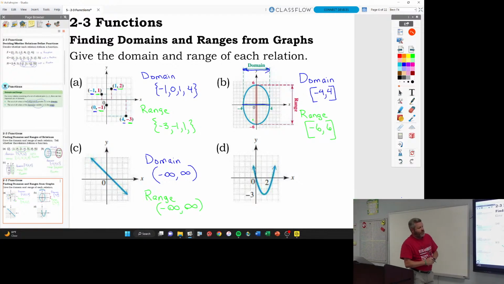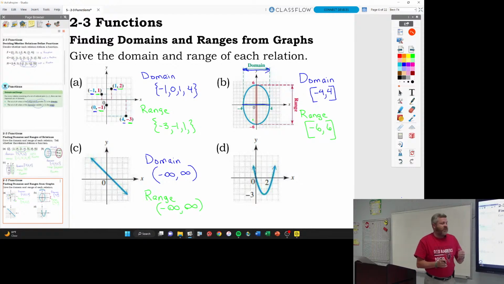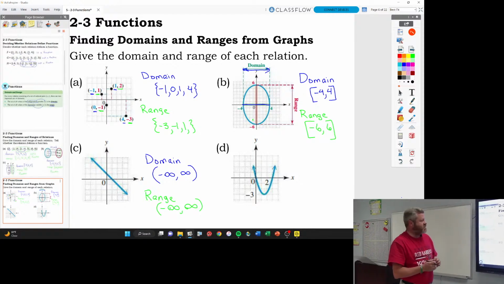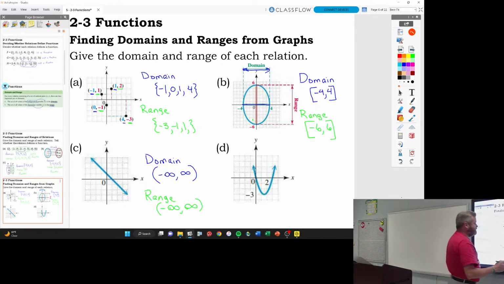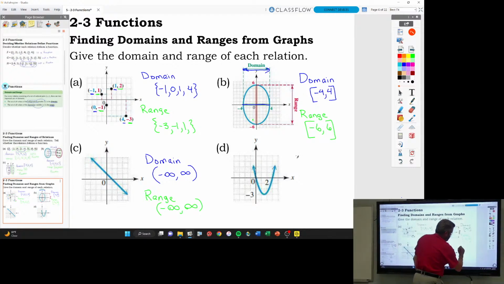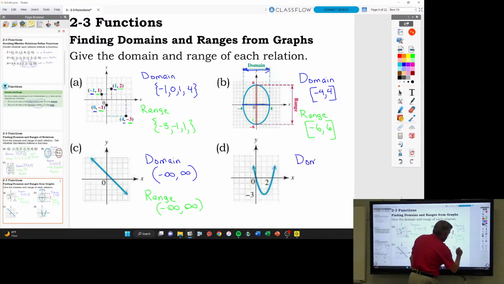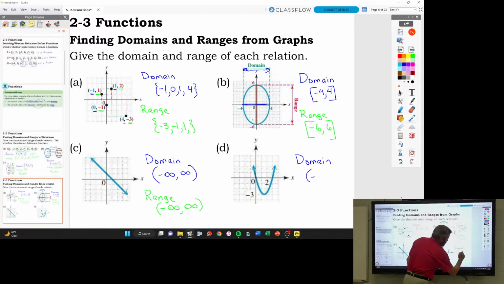And so the domain of this function is actually going to be the same as part C. It takes forever to get there because it's moving slower and slower and slower to the right and slower and slower and slower to the left as it increases. But still, x goes to the right and to the left forever. So for graph D, the domain is negative infinity to infinity.